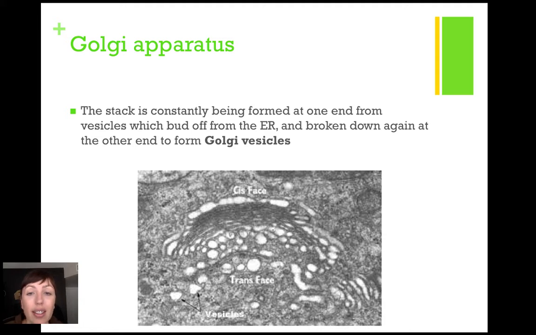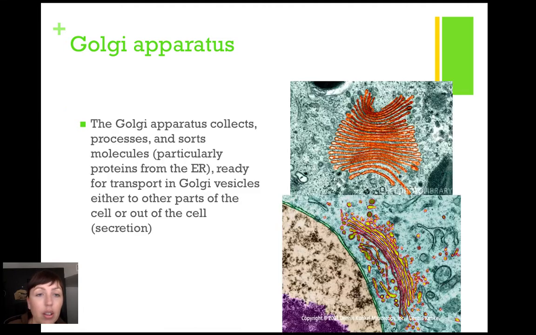The stack is constantly being formed at one end from vesicles which bud off from the ER and broken down again at the other end to form Golgi vesicles. The Golgi apparatus collects, processes, and sorts molecules, particularly proteins, from the ER, and they are made ready for transport in Golgi vesicles either to other parts of the cell or out of the cell.